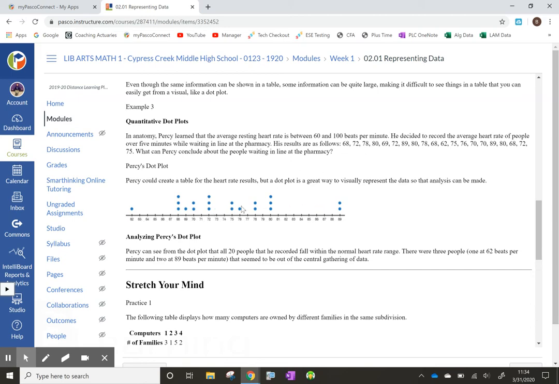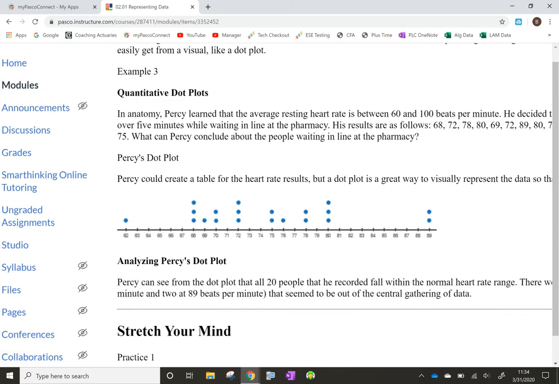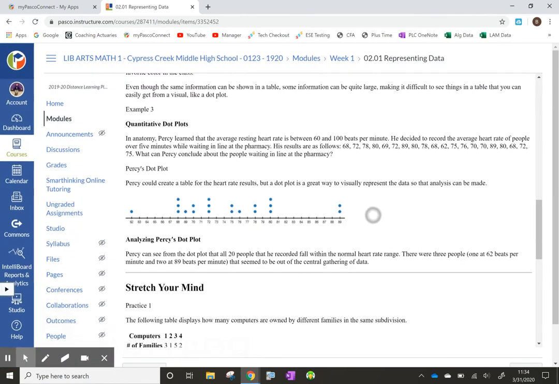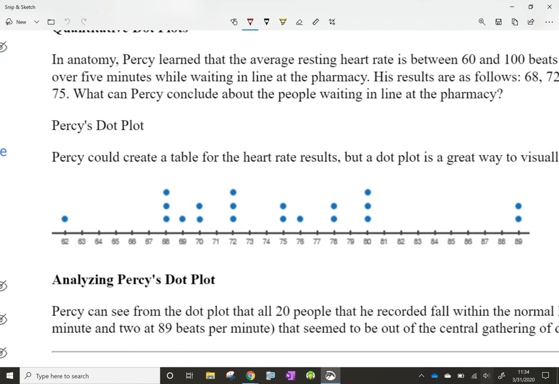So you can see on his dot plot, let's zoom into it. You can see the beats per minute listed at the bottom, and then the dots showing how many people had that rate. Let's snip it so I can annotate a little bit. If I asked how many people from Percy's experiment had 75 beats per minute, you can look at this and see there are 2 dots, so clearly 2 people had 75 beats per minute.